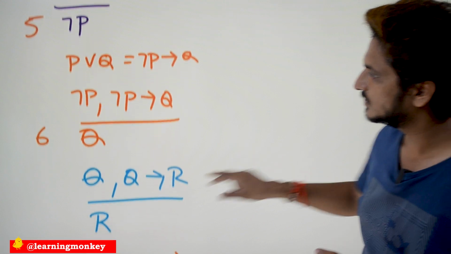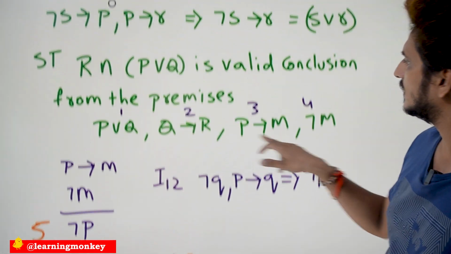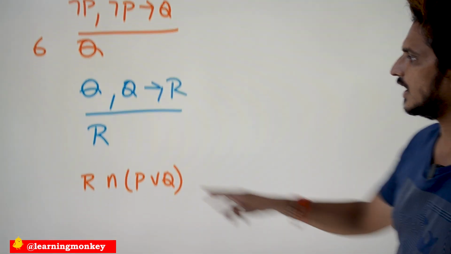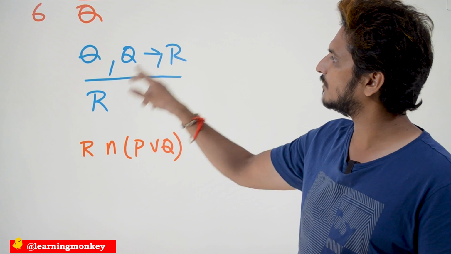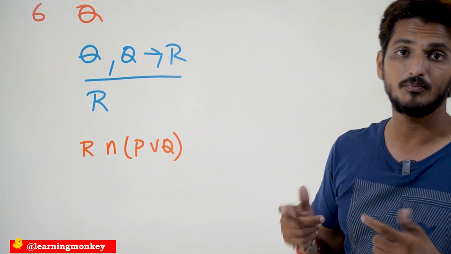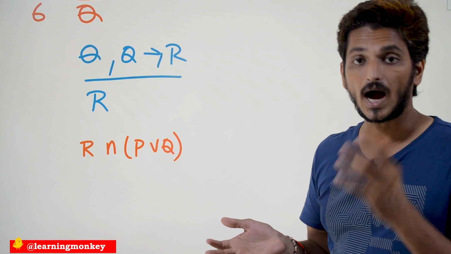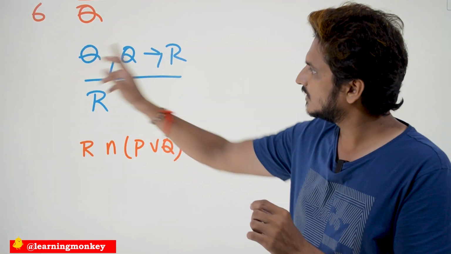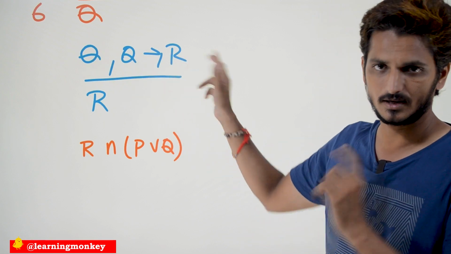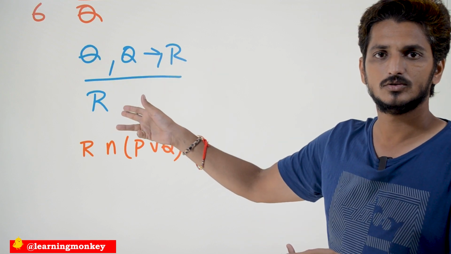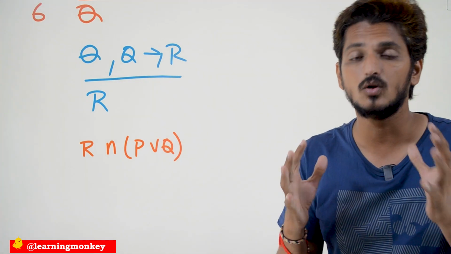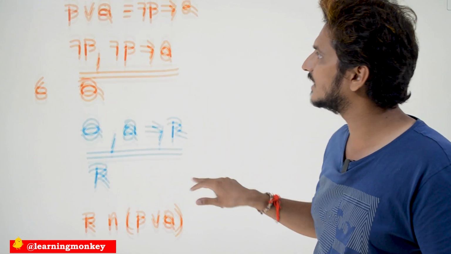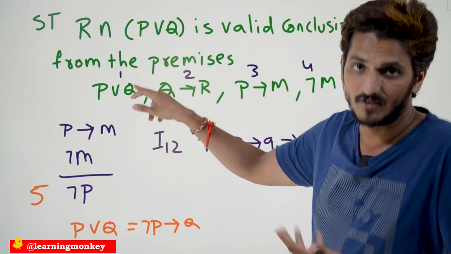So from this sixth one, Q, and we are having Q implies R. So from these two, we can conclude that R is a valid premise because Q comma Q implies R is in the form of P comma P implies Q. From I11, P comma P implies Q can be written as Q. Here Q comma Q implies R can be written as R. So from the given premises, we concluded that R is a valid premise, and it was already given that P disjunction Q is a valid premise.